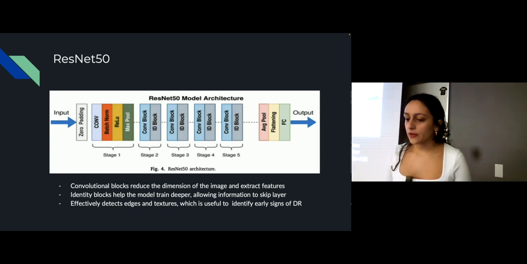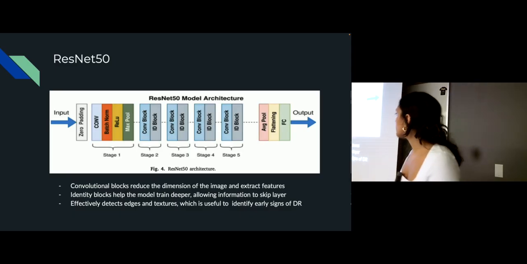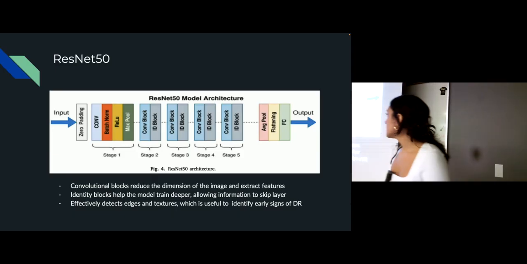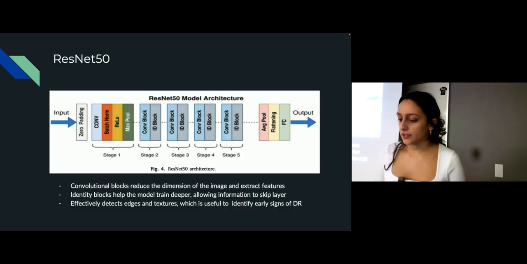So for the first model, the CNN backbone we used was ResNet, and the important components of this were the convolutional blocks, where they reduce the dimension of the image and then extract features. And then the identity blocks help the model train deeper, allowing information to skip layers. And this effectively detects edges, which is important to identifying the early signs of DR.